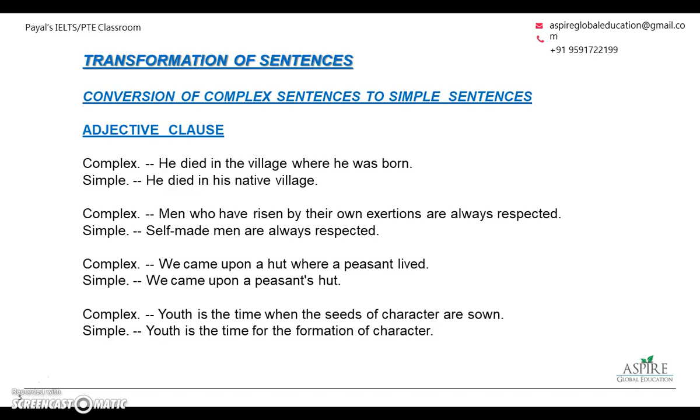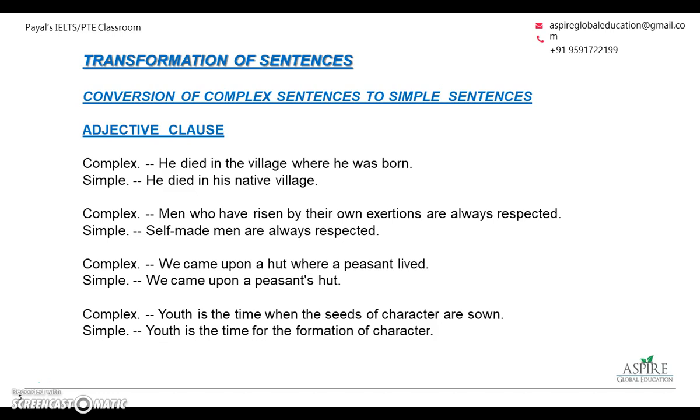they are using clauses to describe, but in simple you cannot describe in detail because you cannot use a group of words. You only have to explain it with the help of one single word. So you have to use one single word which is equivalent to those group of words. We came upon a hut where a peasant lived, which means he lived in the hut. That means it is his hut. We came upon a peasant's hut.